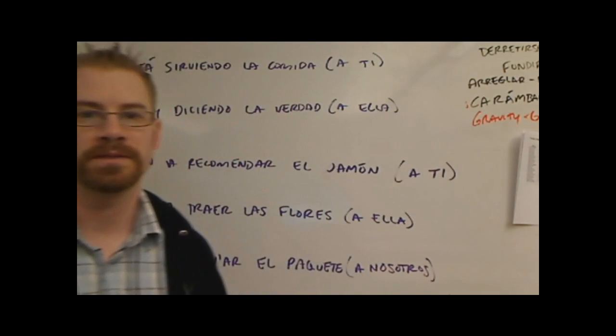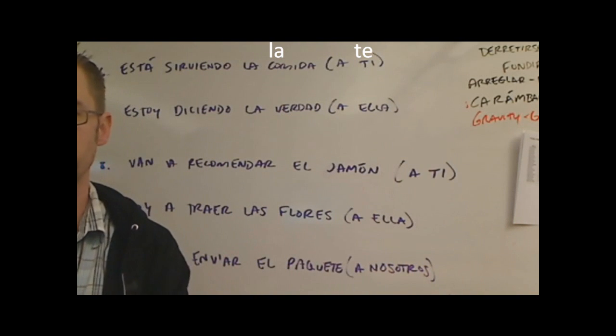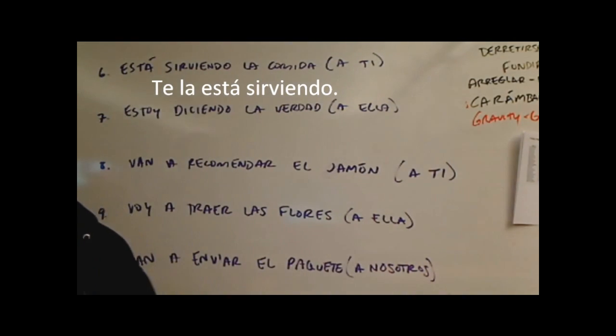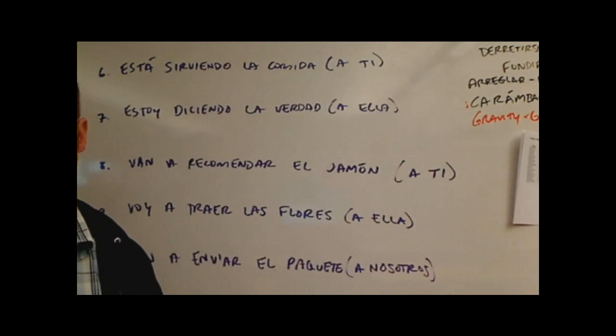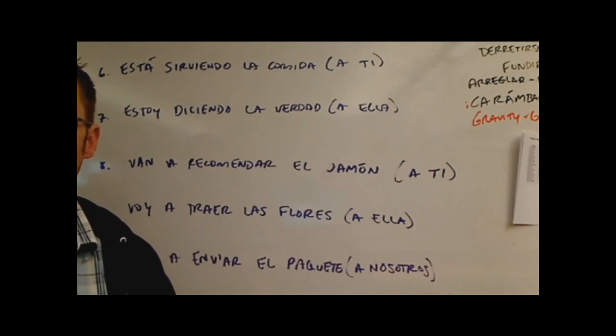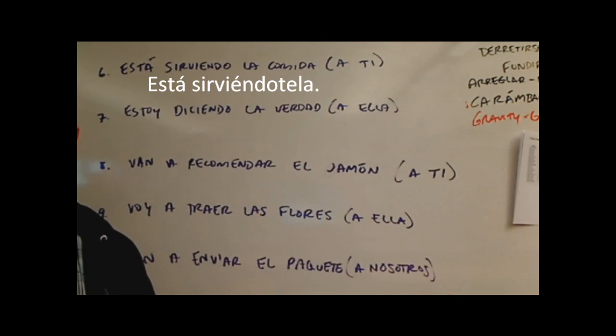So the first one: Está sirviendo la comida a ti. La comida, la; a ti, te. So I could have: Te la está sirviendo. Or if I attach it to the second part, this is a little bit trickier because sirviendo has 2 vowels in there together, so you have to really think about how the word is pronounced. Sirviendo, sirviendo: Está sirviendo te la. The accent mark would be over the E.